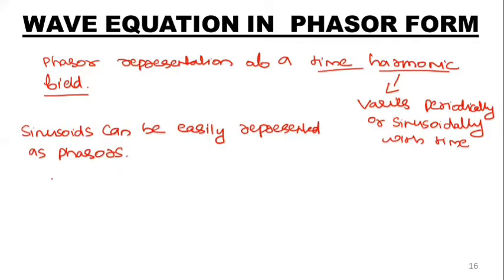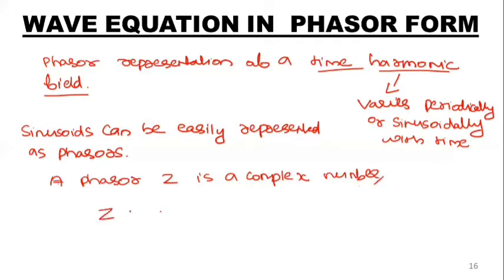A phasor in mathematics, a phasor Z, is a complex number, which we can say Z is equal to X plus JY. If you have completed complex variables, you might have studied these things. It can be written as R angle theta, or R e raised to J theta. So for example, we will consider a sinusoidal current and see its Phasor form.